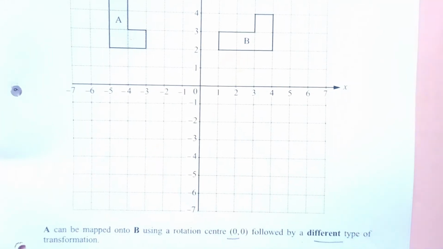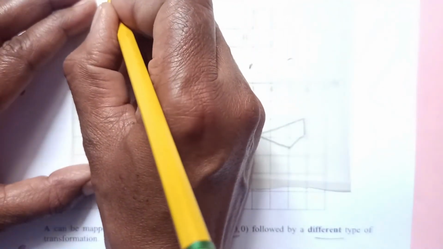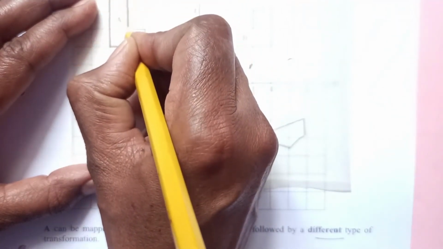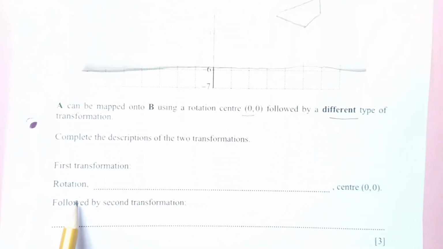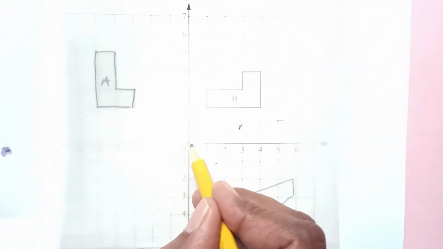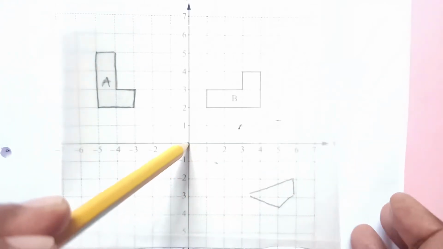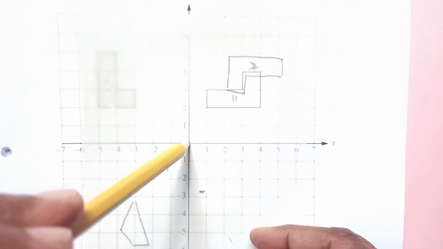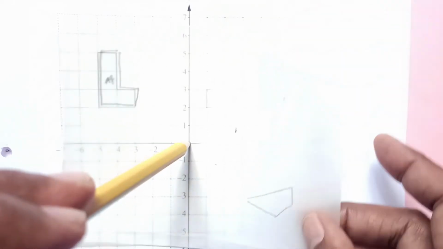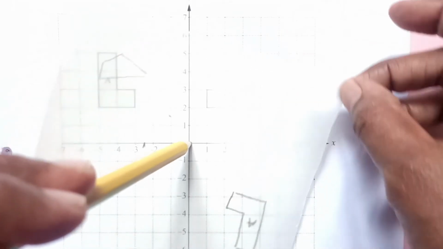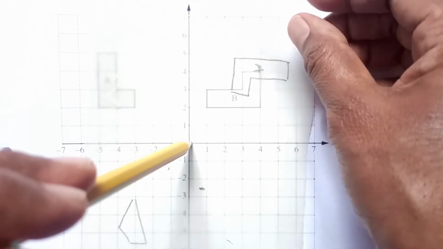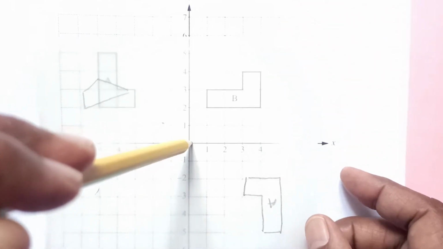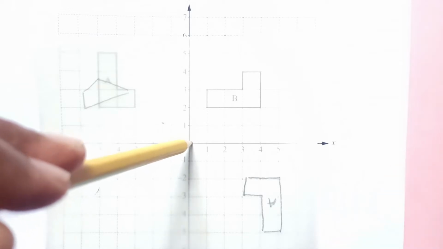We need to use tracing paper now for that one. So this one, we are talking about A onto B, right? So this is shape A, it says rotation center 0 0. So 0 0 is here at this one. So let me see, if I rotate this one, it's not coming, so it's another way. So 1 2, that is 180, then this way we are again not getting this one. So that means it is followed by two things, right?